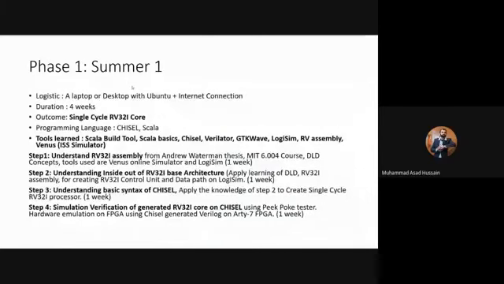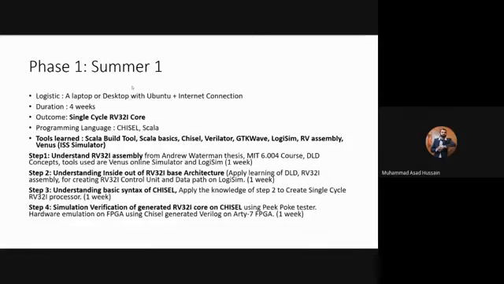Phase 1 is summer one. Certain logistics are required. You need a desktop or laptop PC with Ubuntu and an internet connection. Ubuntu is preferred, but any Linux flavor is welcome, Red Hat, Fedora, whatever. Its duration is 4 weeks, and the outcome is that you have to design a single cycle RV32I core. That's the base architecture of RISC-V. RISC-V has various extensions, like I, M, C, A, and we are designing only the I variant of RISC-V, RV32I. RV stands for RISC-V, 32 stands for 32-bit, and I stands for integer.